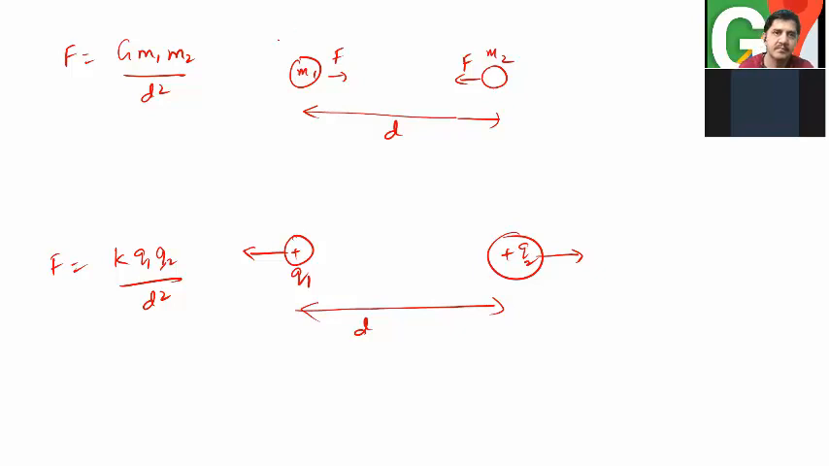The acceleration of M1 is? Because like M A is equal to, it will be G M2 by D square. So I'll write this as A1 is equal to F by M1. Can I write like this? Yes, sir. And this will now be equal to G M2 by D square. And what about here? A2 will be equal to G M1 by D square.